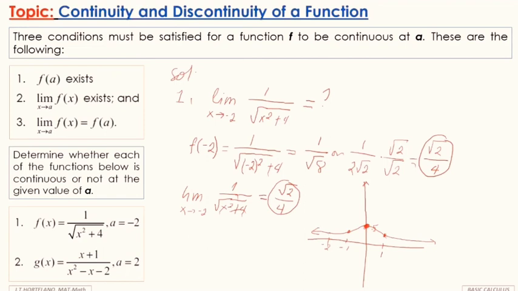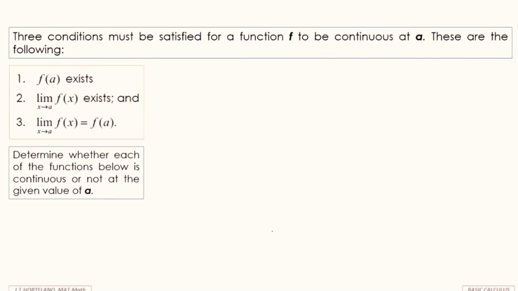So makikita natin na meron siyang na-approach na certain number. So obviously, the limit of this function as x approaches -2 from left and from right exists. Okay? So yan yung graph niya. So therefore, this function is continuous at a is equal to -2. Now, let's answer number 2.